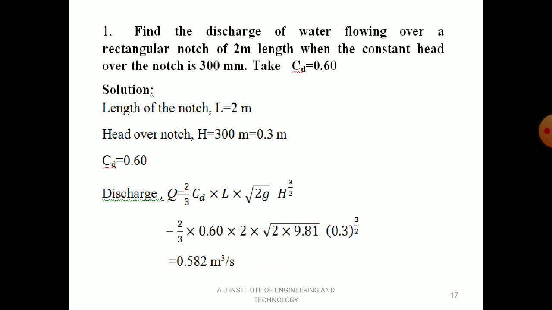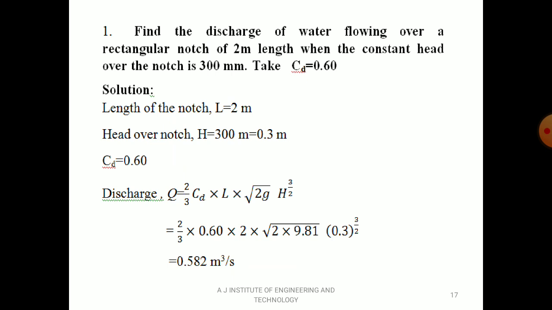First problem: find the discharge of water flowing over a rectangular notch of 2 meter length when the constant head over the notch is 300 mm. Take Cd equal to 0.60. So here, very important thing, you have to remember the formula. So length of the notch, that is capital L equal to 2 meter. It is given in the problem. So head over the notch, that is capital H. Head over the notch, there is an amount of water flowing over the notch or through the notch. So head over the notch, capital H equal to 300 mm. So that is equal to 0.3 meter.